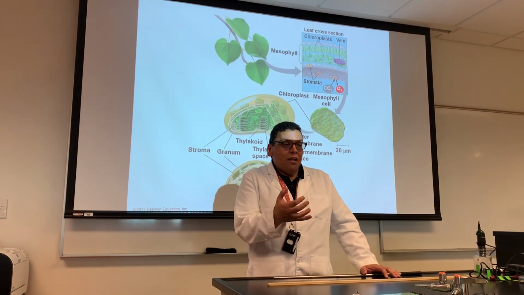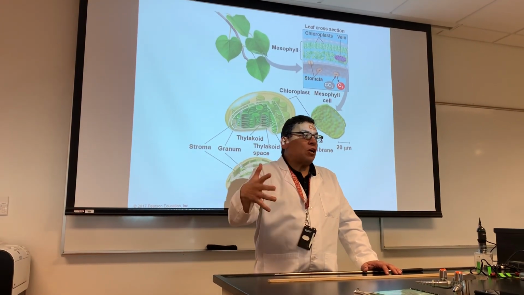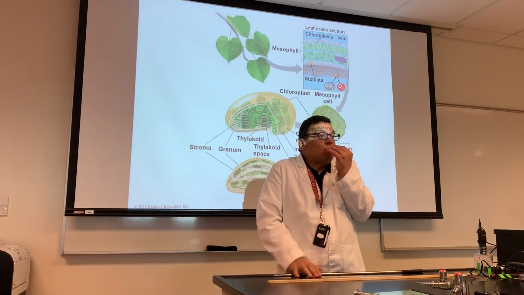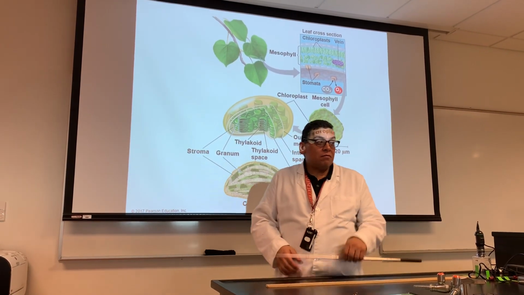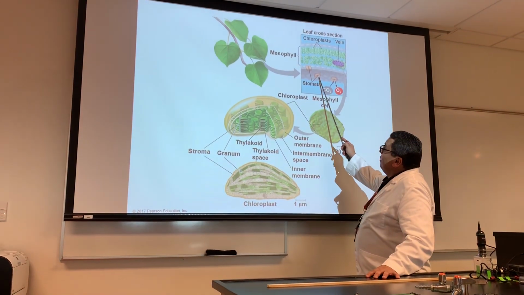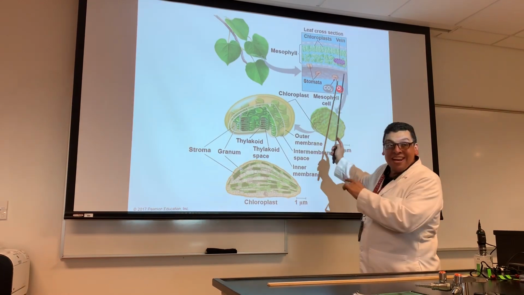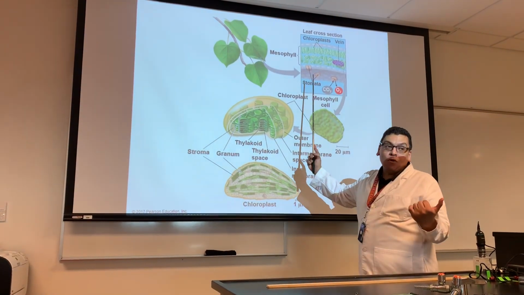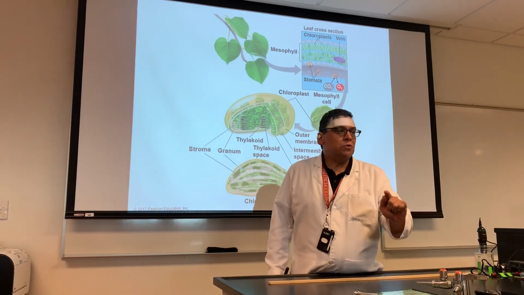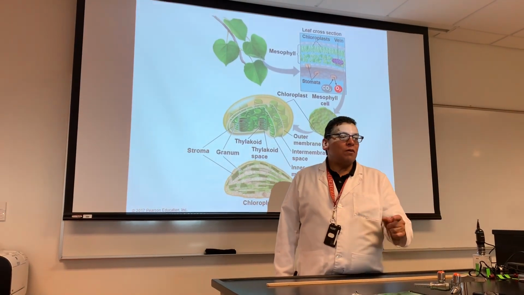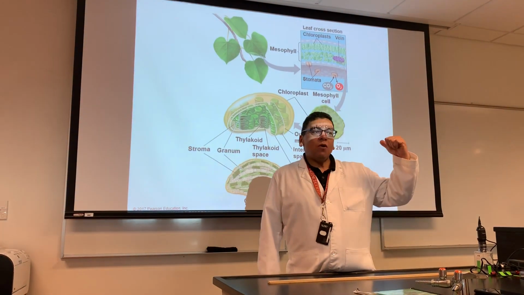It's on the bottom of the leaf, and it opens up to let gas exchange occur. It's like your mouth. You open your mouth to breathe in and out. The stomata opens up to allow CO2 in and oxygen out. Remember, it is opposite what you do. You breathe in oxygen, breathe out CO2. This one does the opposite.